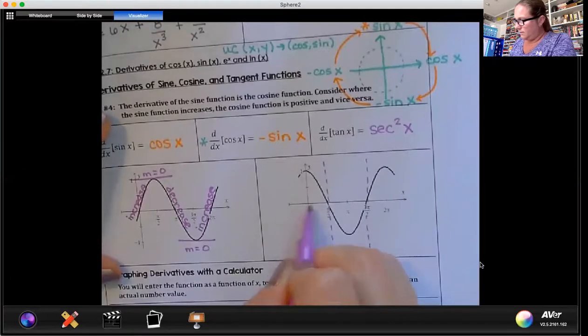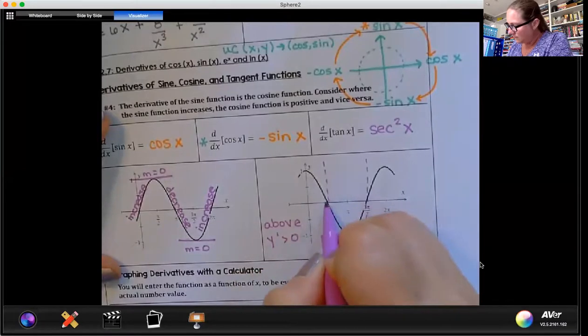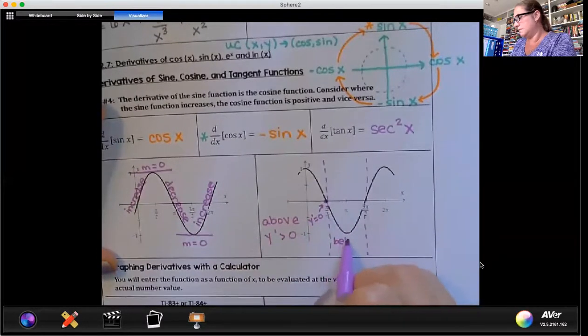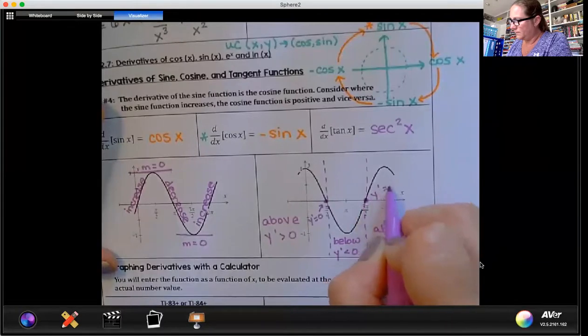All right, from 0 to pi over 2, your graph is above the x-axis, which means your slope is going to be greater than 0. It is equal to 0 here. Here you are below the x-axis, so your derivative is less than 0. And then here you are above the x-axis, and your derivative is greater than 0. And again, here, y prime is equal to 0.